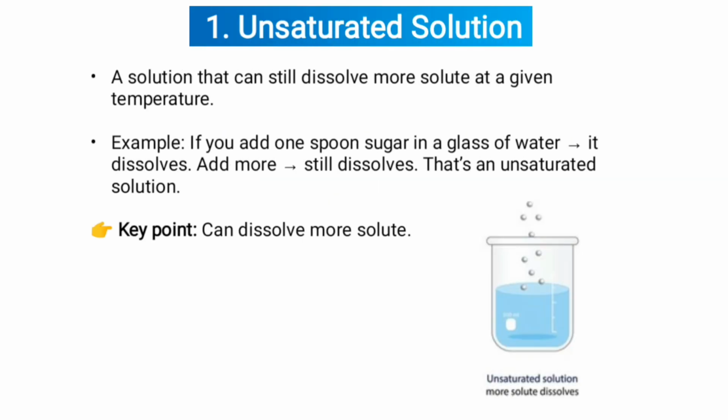So, my dear student, the first one is unsaturated solution. A solution that can still dissolve more solute at a given temperature. Example, if you add 1 spoon of sugar in a glass of water, it dissolves. Add more, still dissolves. That is an unsaturated solution. Also note the key point: it can dissolve more solute.